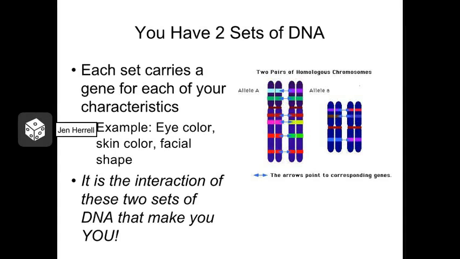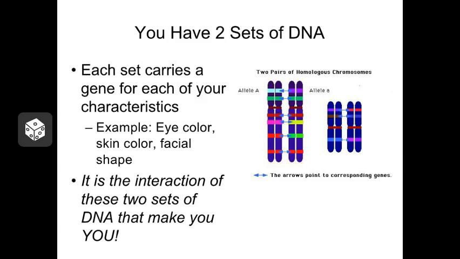Let me give you an example of that. Let's use eye color as an example. And let's say that the gene for eye color is located on this particular chromosome in that particular locus. That means that the chromosome that you got from mom and the chromosome that you got from dad are both going to carry an eye color gene. Now, even though they carry the same genes for the same characteristics because they are homologous, they aren't necessarily identical. Maybe mom gave you the gene for blue eyes, whereas dad gave you the gene for brown eyes.